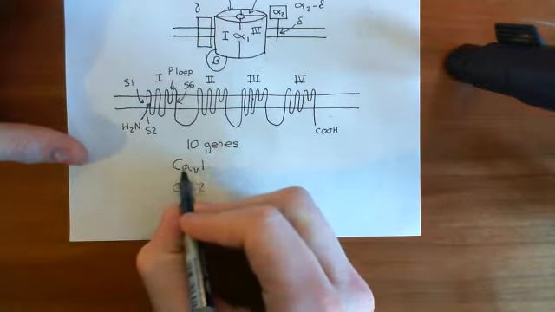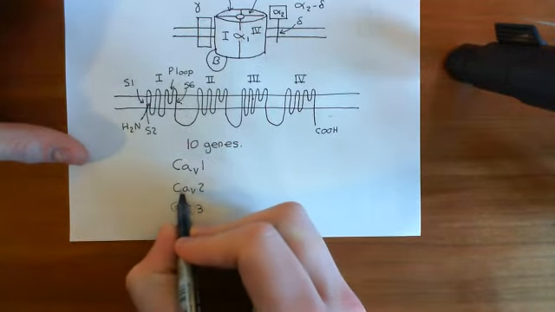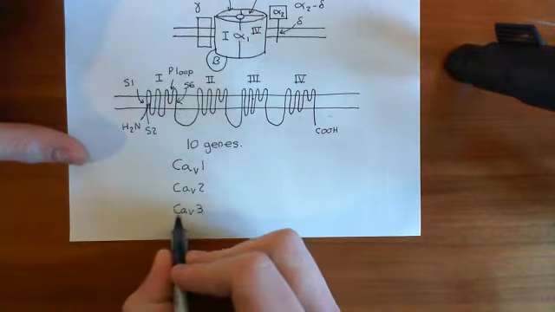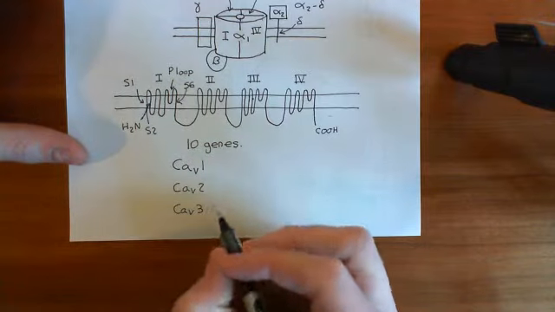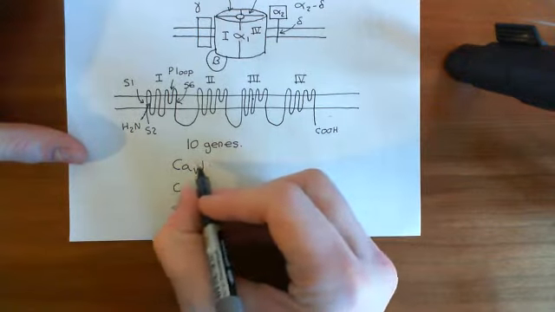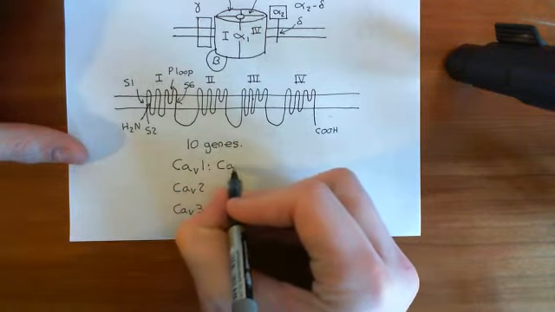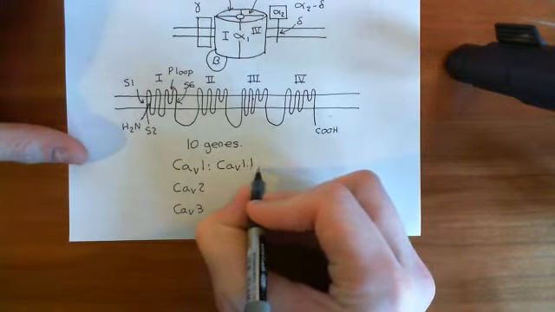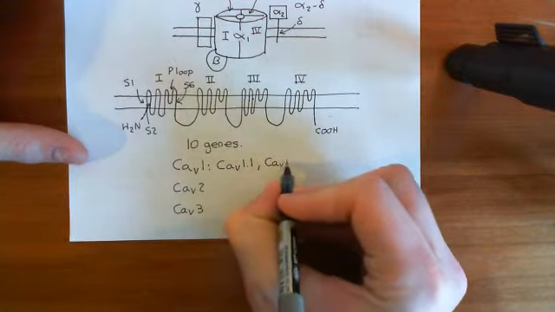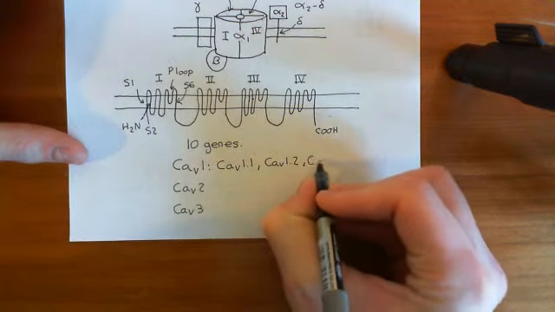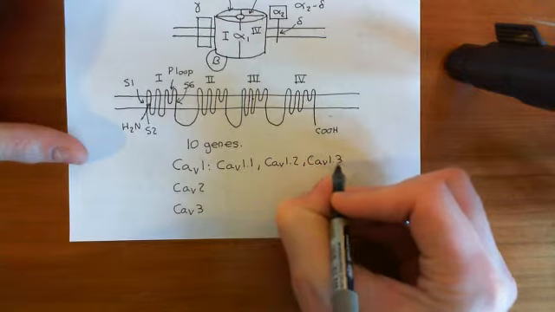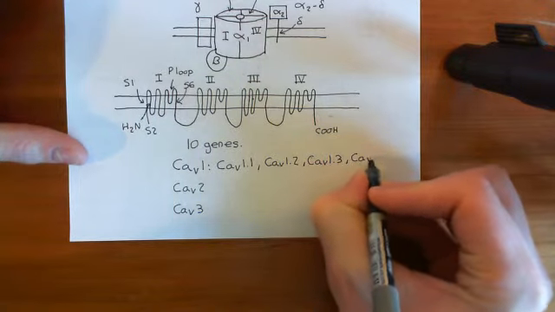Okay, for voltage-gated calcium channel 1 family, voltage-gated calcium channel 2 family, voltage-gated calcium channel 3 family. Okay, now what are the members of the CAV1 family? Well, in the CAV1 family you have the gene CAV1.1, you have the gene CAV1.2, you have the gene CAV1.3, and you have the gene CAV1.4.